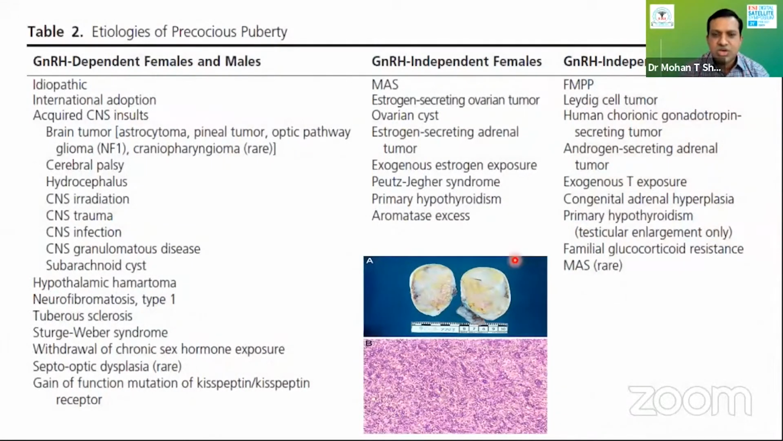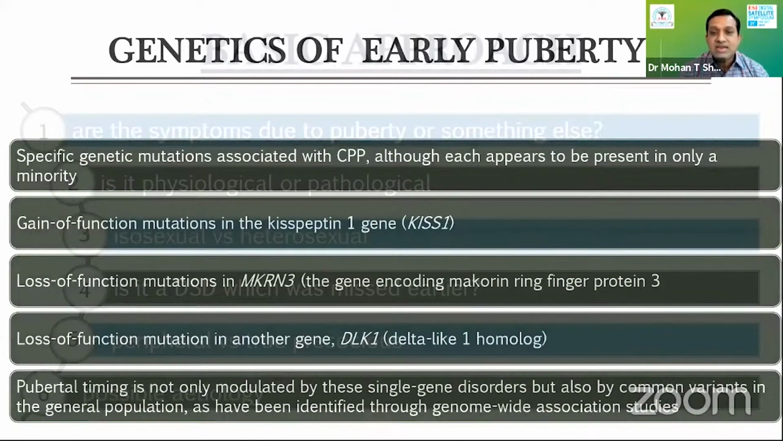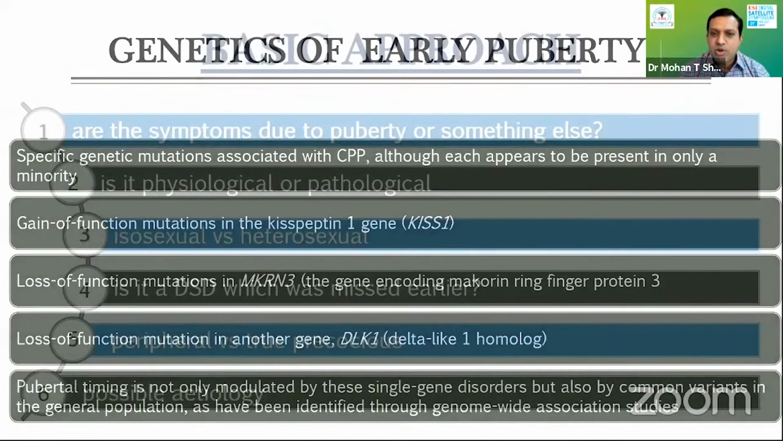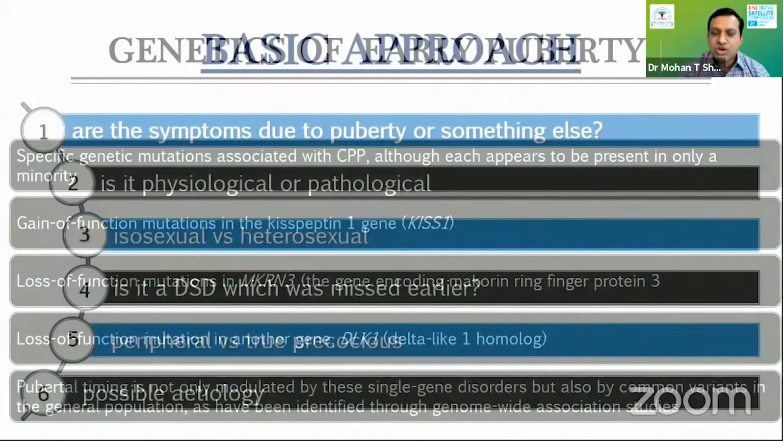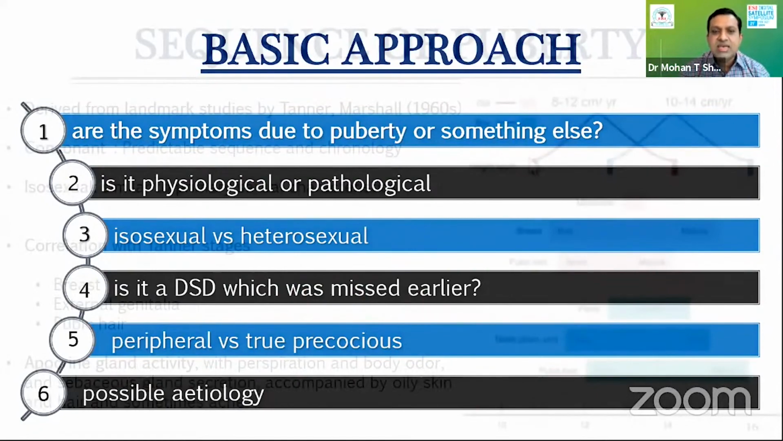Genetics: we always have to remember that there are many genetic mutations associated, like the kisspeptin gene, MKRN3, DLK1. Williams has mentioned all these. Remember that pubertal timing involves all these genes, but there are also variants in the general population which require genome-wide association studies. So finally, in a nutshell, again: are symptoms due to puberty or something else? Physiological, pathological, isosexual, heterosexual, was a DST missed earlier, and finally, etiology. So the sequence is the one catchy thing.